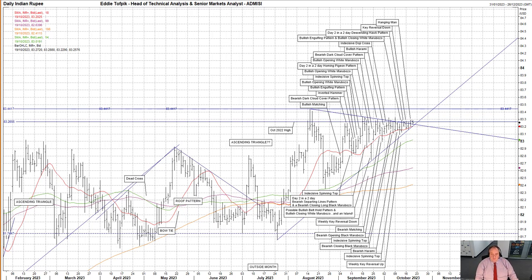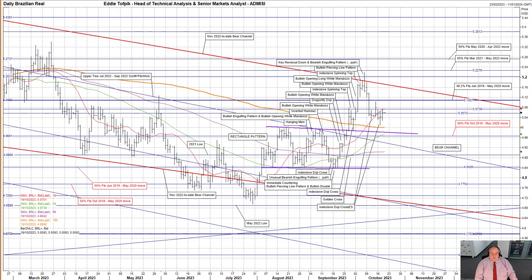Now, so far today, an open on the October 2022 high with a limited move higher, but also a limited move lower, down to the breached downtrend, which so far has held up.